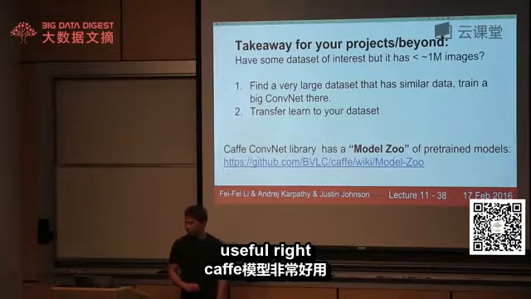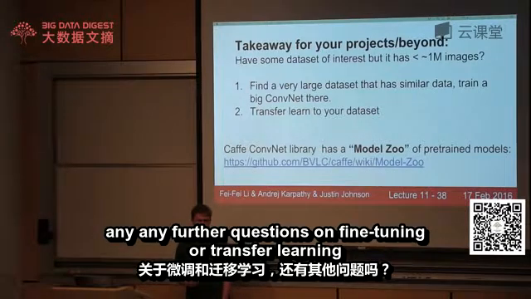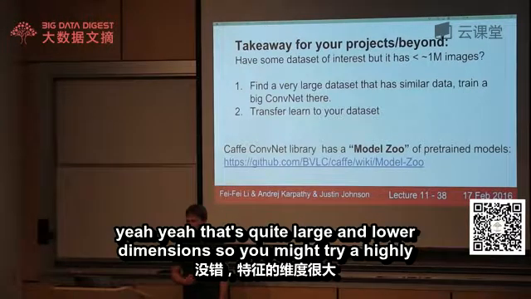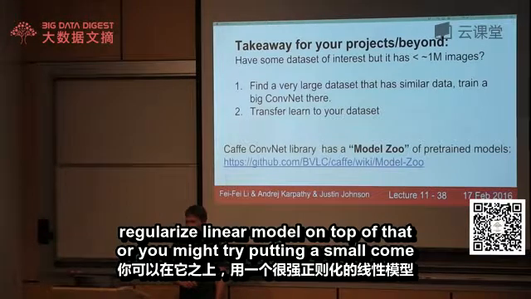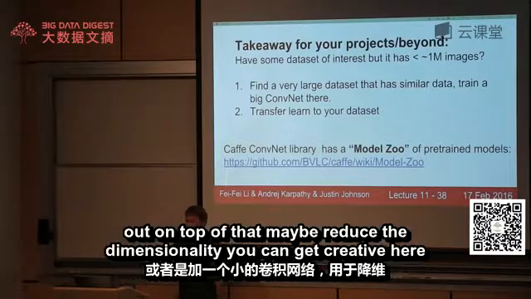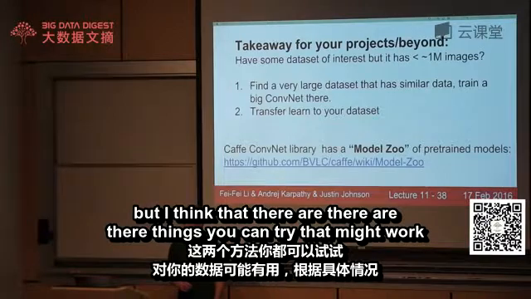All right, any further questions on fine-tuning or transfer learning? Yeah, I just have a question. So you're talking about for different types of images, you might want to pull lower level layers into like the FC4096 layer or whatever. But isn't it true that at lower levels you just have a huge number of features? Yeah, that's true. The feature dimension is quite large at lower layers. So you might try a highly regularized linear model on top of that, or you might try putting a small ConvNet on top of that to maybe reduce the dimensionality. You can get creative here, but I think there are things you can try that might work for your data, depending on it.